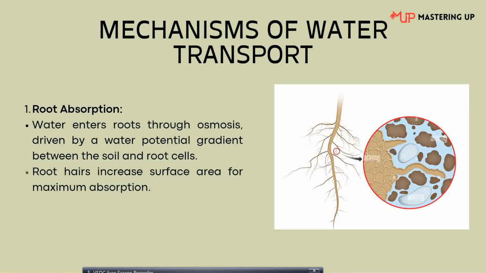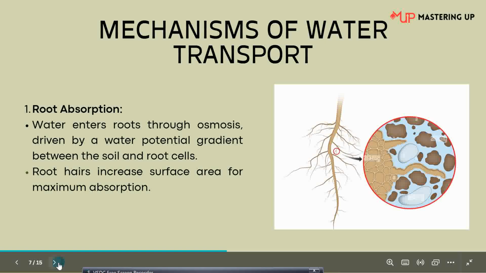In root absorption, water enters the root through osmosis, driven by the water potential gradient between the soil and root cells. The root hair increases the surface area for maximum absorption. So this is clear. Now let's see next.